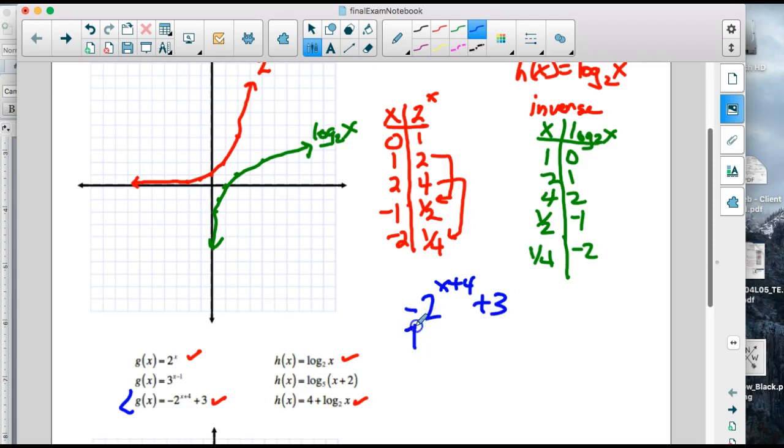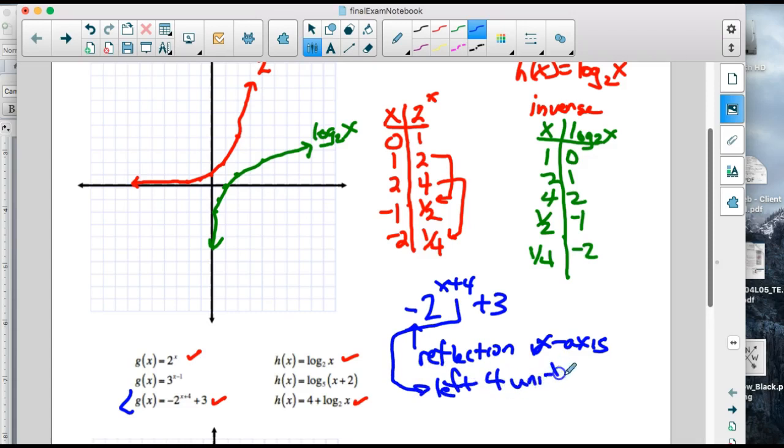So this is a reflection on the y-axis, I'm sorry, on the x-axis. It's the x-axis reflection. And this plus 4 moves it to the left 4 units. And this moves it up 3.